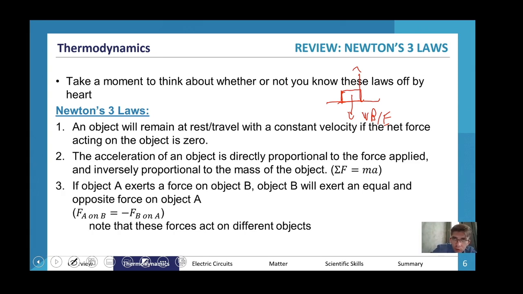Well, let's look at what qualifies as an action-reaction force pair. First, they must be equal in magnitude. Second, they must be traveling in opposite directions. And third, they must be applying on different objects. They must be of the same type, but on different objects.